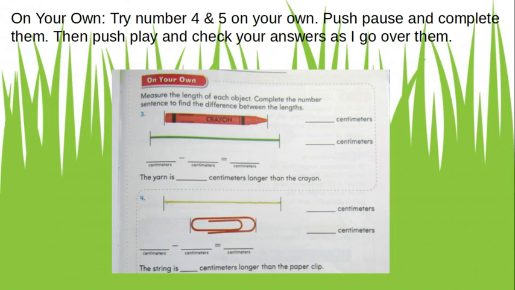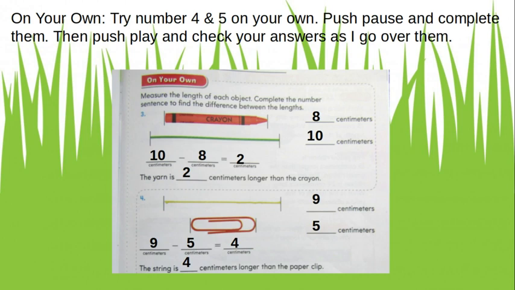So for number 3, you should have measured each of the objects, the crayon and the green string. And for number 4, you should have measured each of the objects, the yellow string and the paperclip. For number 3, I got 8 centimeters for the crayon and 10 centimeters for the string. My subtraction sentence is 10 minus 8 equals 2. The yarn is 2 centimeters longer than the crayon.